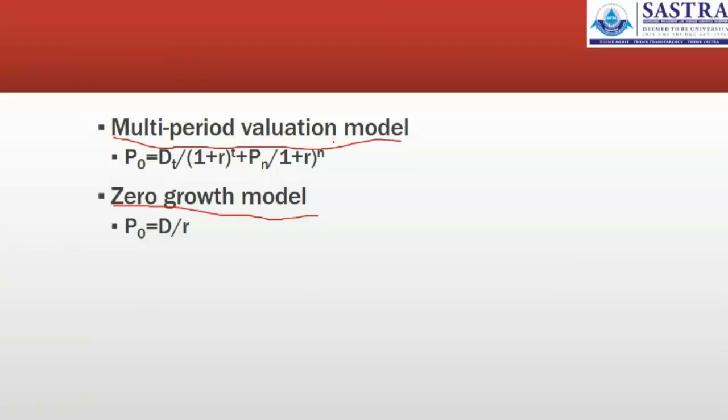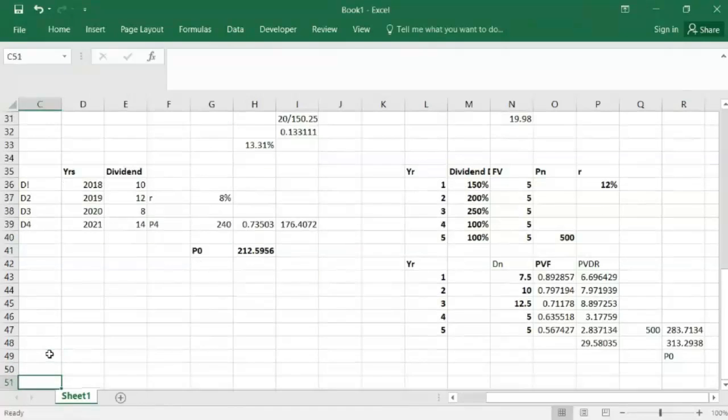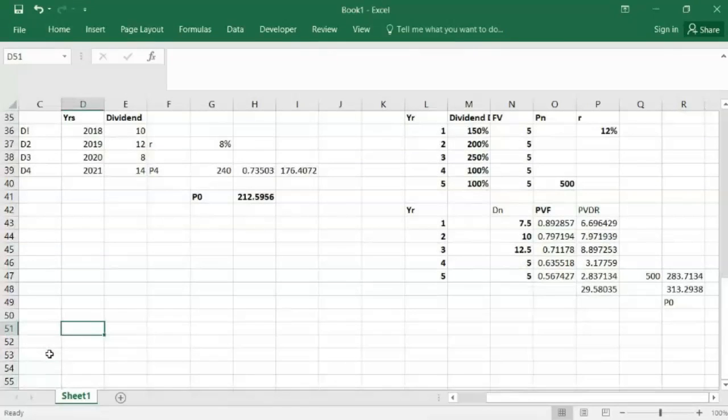So there are different periods that will be calculated, and we arrive at the exact value of that security being traded, based upon the dividend received from the particular investment. The next one, the zero growth model, insists that only D divided by R is calculated. The intrinsic value is calculated based on D divided by R. So the dividend and the rate of return are given.